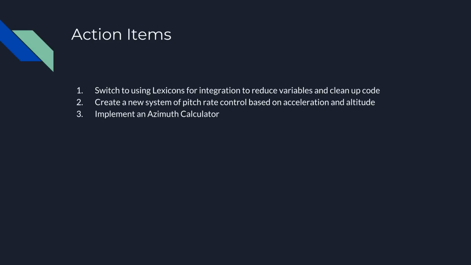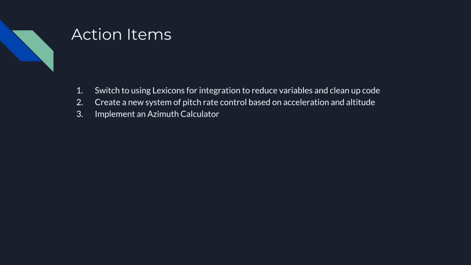So the action items that I wrote, I think these are probably a little different. I've changed some of them, but the first one is to switch to using lexicons for integration. A lexicon, I'll touch base on what it is in a second, but essentially it just cleans up the code so I don't have this big list of calculating time one, time two, the acceleration, the integrating stuff. I'm able to put all of that into a function, and I can use lexicons to transfer the data that I need to be storing and saving over and over.